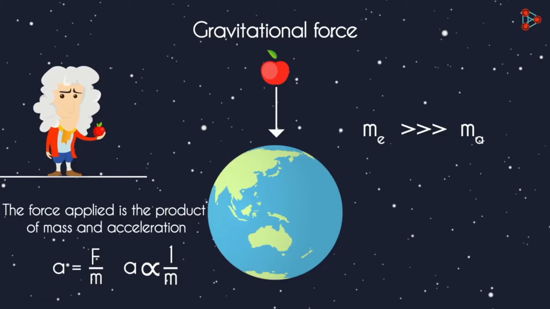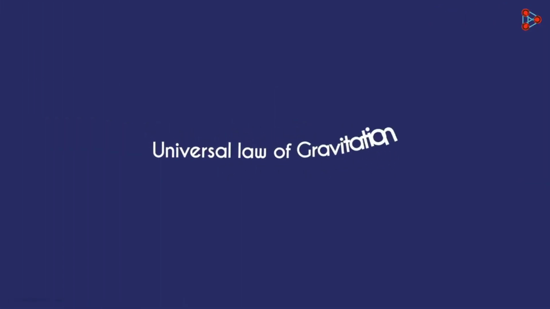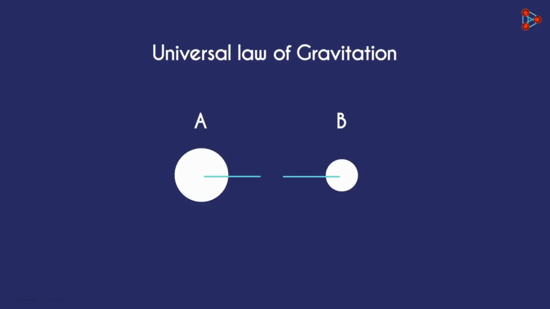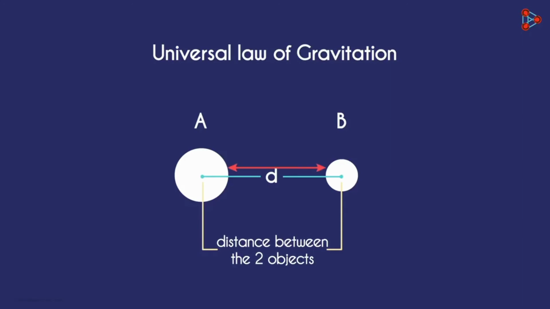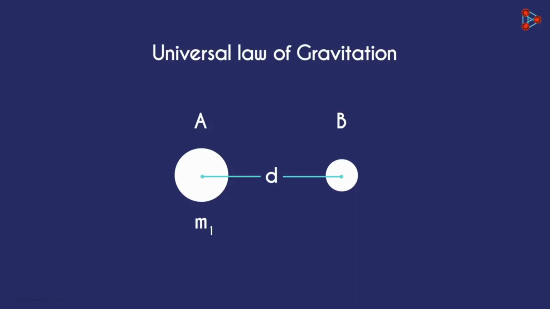Now the question is, how do we quantify this force? To understand this, we need to understand a simple concept. And this simple concept is called the universal law of gravitation. Say there are two objects A and B separated by a distance d. The distance between the centers is considered the distance between the two objects. Assume that the mass of object A is m1 and that of object B is m2. As object A is bigger, let's assume m1 to be bigger than m2.